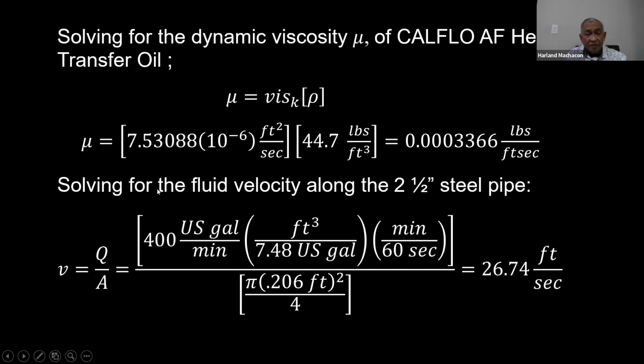And solving for the velocity of the fluid inside the 2.5-inch steel pipes at 400 US gallons per minute. If you convert this to cubic feet per minute and then cubic feet per second, and divide by the area, pi times 0.206 quantity squared divided by 4, the result will be 26.74 feet per second.